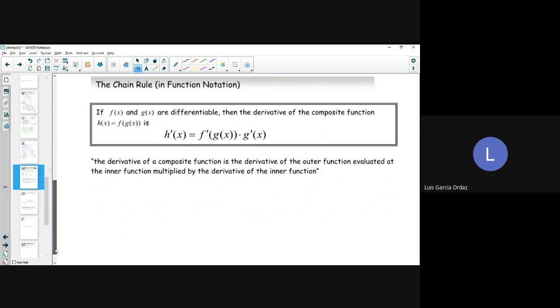Which basically means that the derivative of a composite function is the derivative of the outer function evaluated at the inner function multiplied by the derivative of the inner function. I'll get into some examples so that you guys are not confused about this. The easiest thing to do is to split it up into f of x and g of x. We're going to get into an example on the next page.